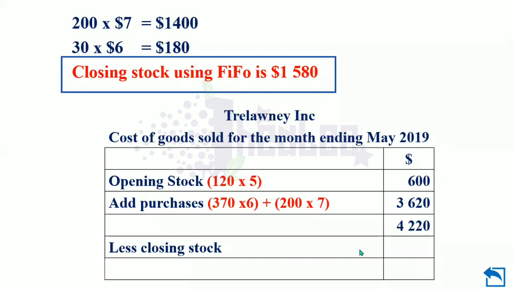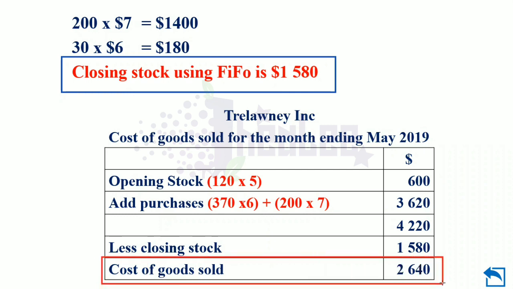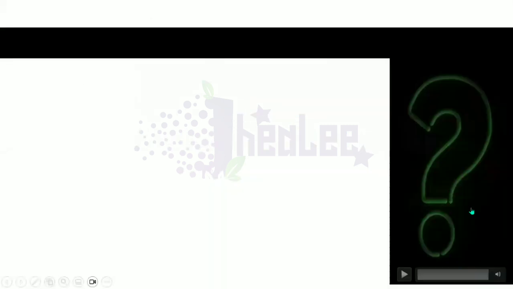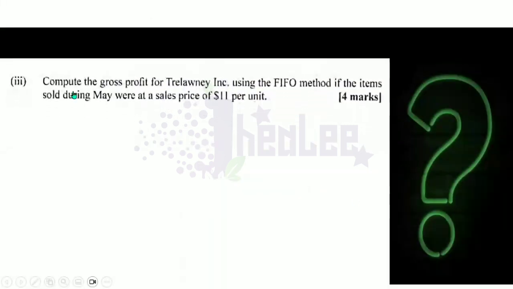So we're just going to simply enter the $1,580. And when we subtract our closing stock from the cost of goods available for sale, we get cost of goods sold of $2,640. So for that question, we have calculated the closing inventory using the first in first out method, which is $1,580. And we have also calculated the cost of goods sold under the first in first out method, which is $2,640.